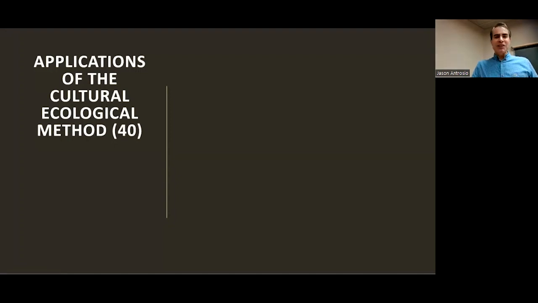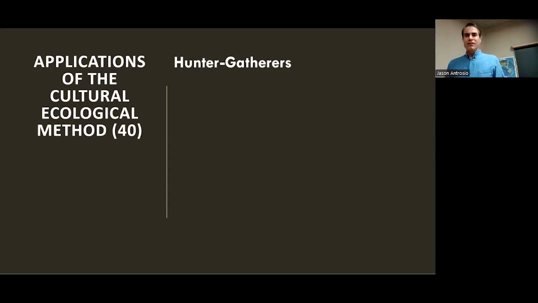In this section, the applications of the cultural ecological method, which came to us between cultural ecology and something else, talked about 4 different groups that anthropologists have studied and how they have the applications of the cultural ecological method to these groups. And the first one was hunter-gatherers. Now, let's just deal in some stereotypes here. If I were to talk to you about hunter-gatherers, what is your stereotype of what hunter-gatherers do all the time?